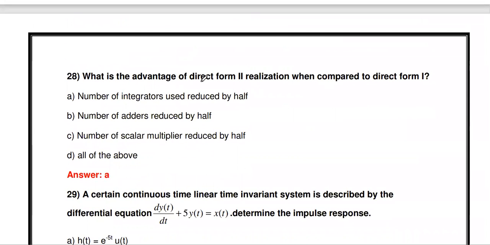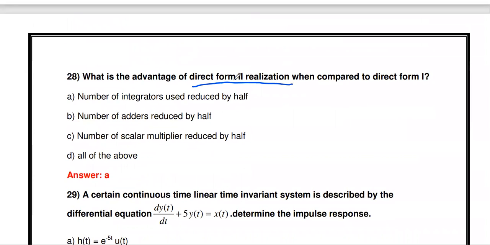Then, what is the advantage of direct form 2 realization when compared to direct form 1? In realization, there are 4 types: direct form 1, direct form 2, cascade and parallel. The direct form 2 realization has an advantage when compared to direct form 1. What is the reason? In direct form 2, in the center, we use the integrators, so these integrators are shared by the 2 sides. That's why the number of integrators, the 1 by s blocks used, is reduced to half. That is the advantage of direct form 2 realization.